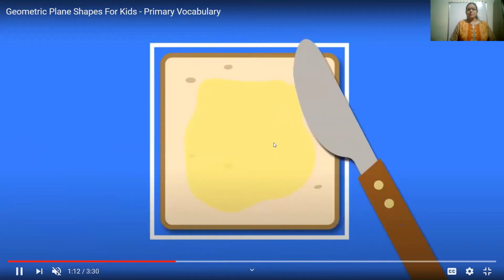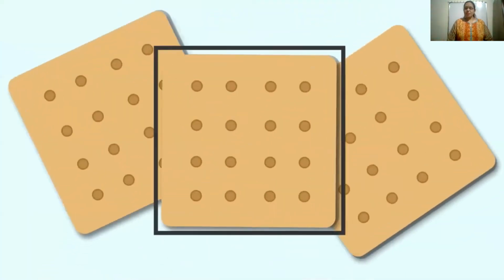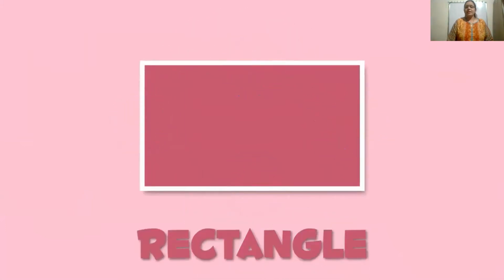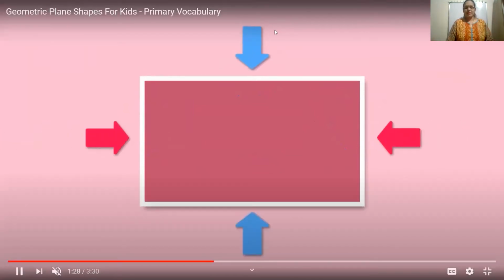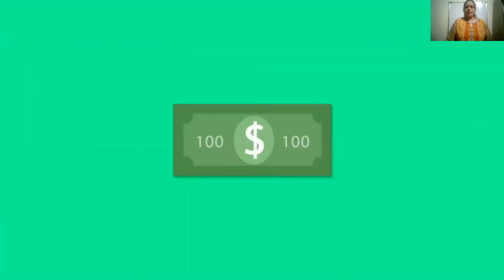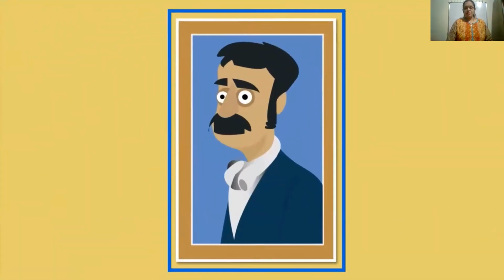Next comes Monaco biscuits. You see the biscuits, they are also square in shape. Next plane shape is rectangle, right? The two opposite sides of a rectangle are equal. See, your money note is rectangular in shape. Photo frame, see, photo frame is rectangular in shape.